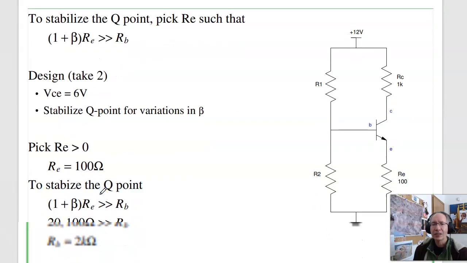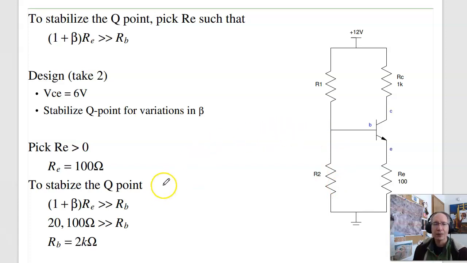So as an example, let's go back to this circuit. I picked RE to be 100 ohms. This is going to eat up maybe 10% of the load line. Find R1, R2 to make the Q point 6 volts and stabilize it for variations in beta.